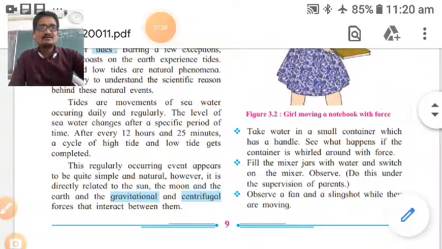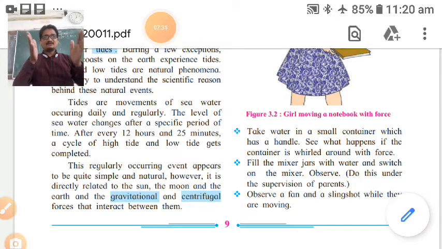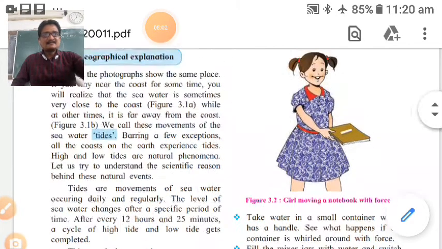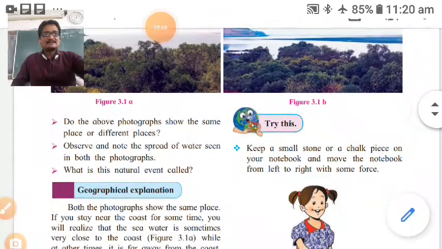Gravitational and centrifugal force, what can we say? Gurutvakarshan Shakti, gravitational force. When we throw any object in the sky, it will fall down on the surface of the earth. And centrifugal force means it is created from the center of any object. That is called centrifugal force. That energy created at the center of any object is called centrifugal force. We will see that again. See, try this.